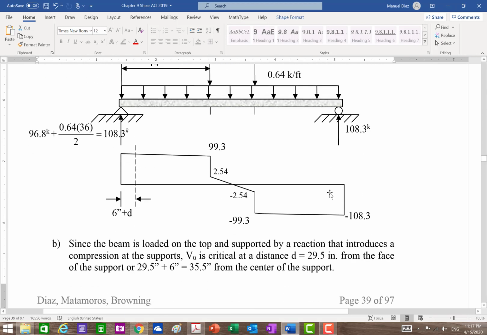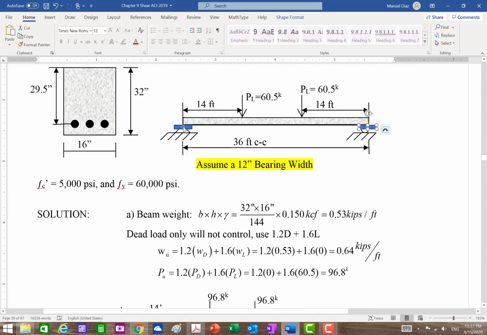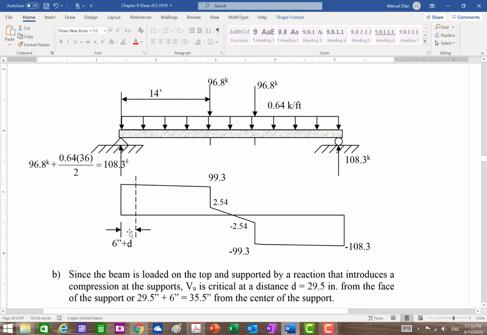So when I find then my Vu at the distance d, I have to add the distance from the center line to the face of the bearing pad. Since my bearing pad is 12, then half of that will be 6 inches. And then from there, I will add my value d. So there we go, my value at the distance d from the face of the support. Okay? And so you have 6 inches plus d. And that gives you the distance at which you need to find Vu.